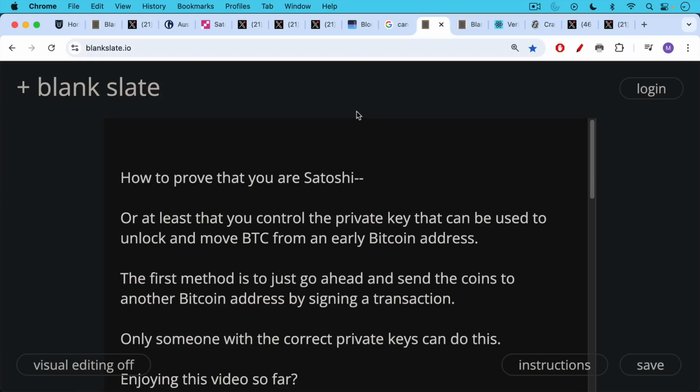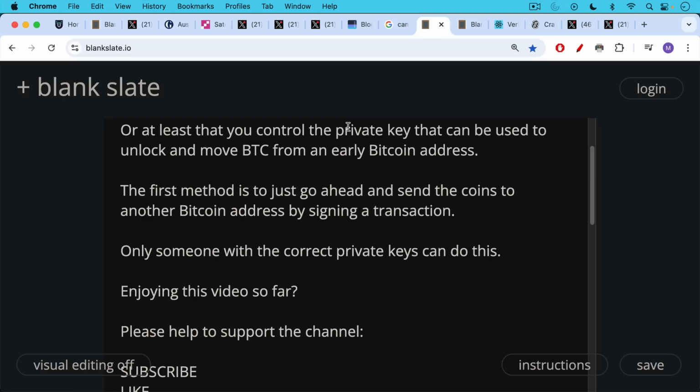But how to prove that you're Satoshi, or at least that you control the private key that can be used to unlock and move Bitcoin from an early Bitcoin address? Well, the first method is just to go ahead and send the coins to another Bitcoin address by signing a transaction, and only someone with the correct private keys can do this. So if you're able to move coins from very early on in Bitcoin's history, that either proves that you're Satoshi or that you have somehow gotten your hands on his keys.